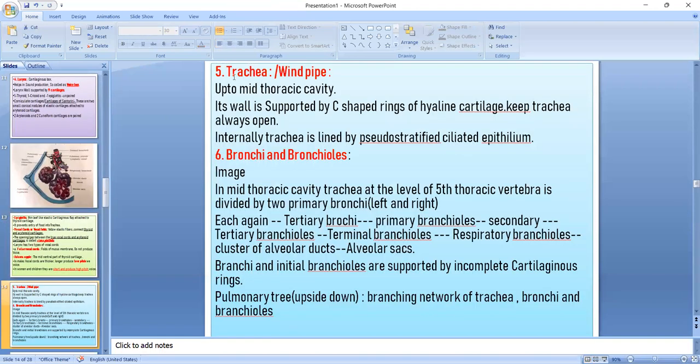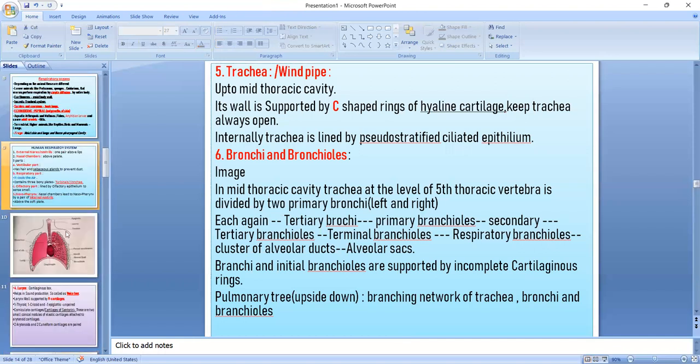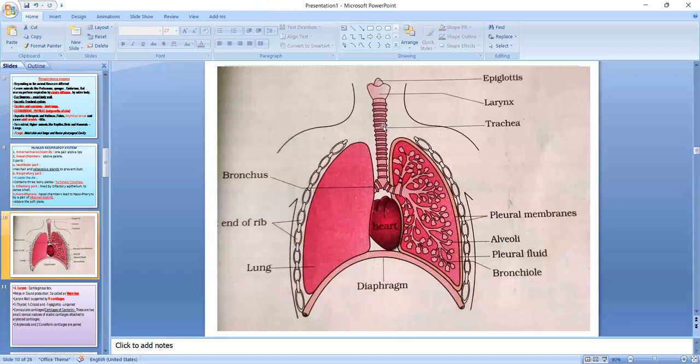సో నెక్స్ట్ ఈజ్ ట్రాకియా. సో ట్రాకియా ఇట్ ఈస్ అదర్వైజ్ కాల్డ్ విండ్ పైప్. సో ఇట్ ఈస్ రీచ్డ్ అప్ టు మిడ్ థొరాసిక్ క్యావిటీ, ఇందాక చెప్పాను. ఇట్స్ వాలీ సపోర్టెడ్ బై సి షేప్డ్ రింగ్స్ ఆఫ్ హైలిన్, హైలిన్ అంటే మనకు హిస్టాలజీలో వస్తుంది మళ్ళీ, హైలిన్ కార్టిలేజ్ మేడ్ సి షేప్డ్ రింగ్స్ దట్ సపోర్ట్, మనకి ఇక్కడ డయాగ్రామ్ లో కనబడుతుంది. చూడండి, దీస్ ఆర్ ది సి షేప్డ్ రింగ్స్.